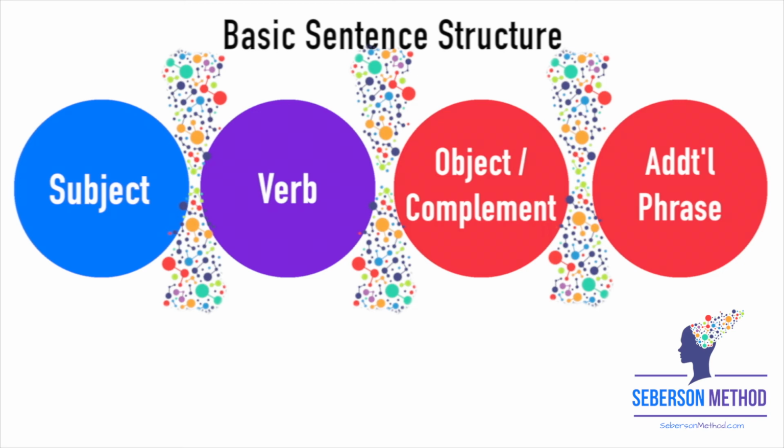And my usual advice when your reading comprehension breaks down is to try to go through the sentence and keep looking for those important parts, for those four things. What's my subject? What's my verb? What's my complement or my object? And what is my additional phrase?